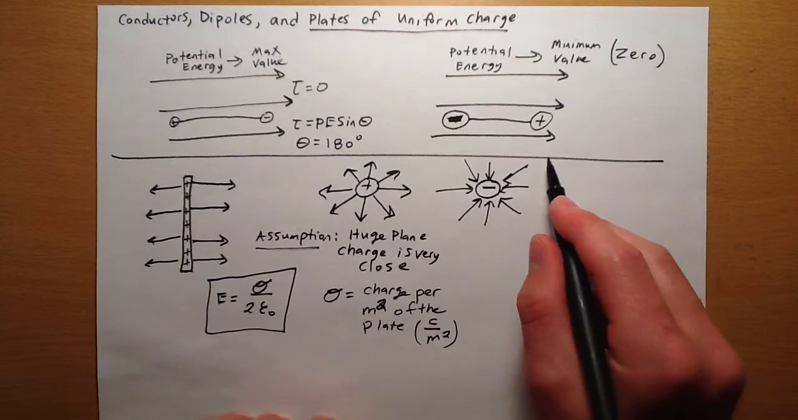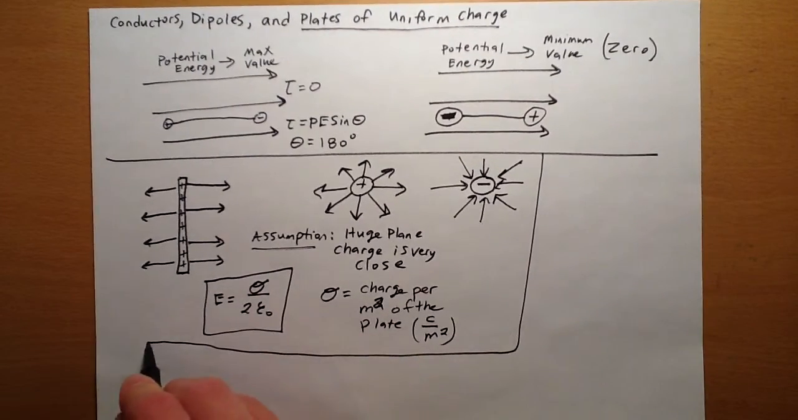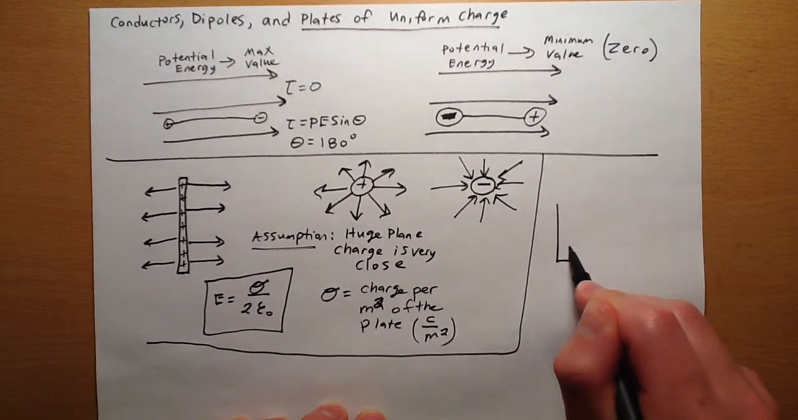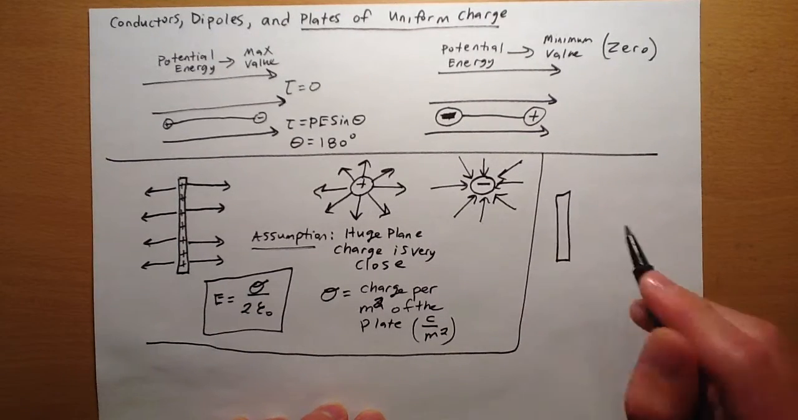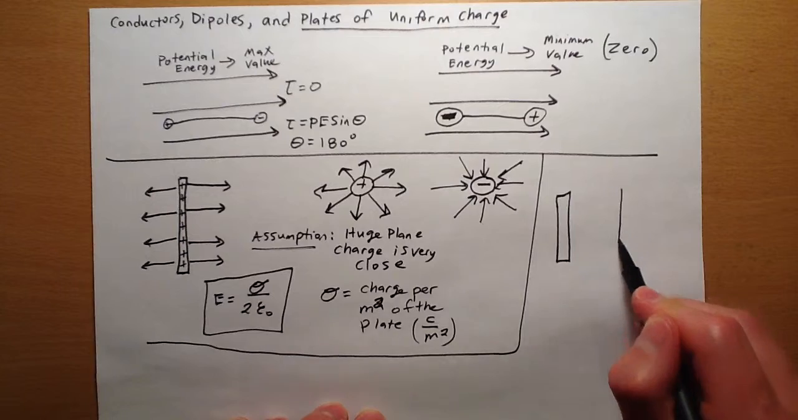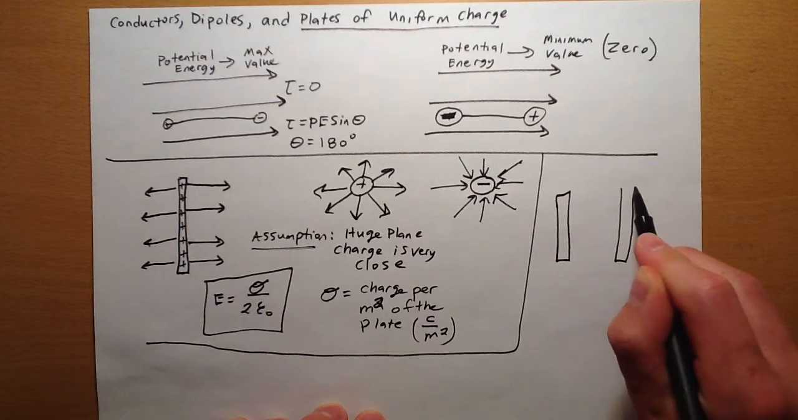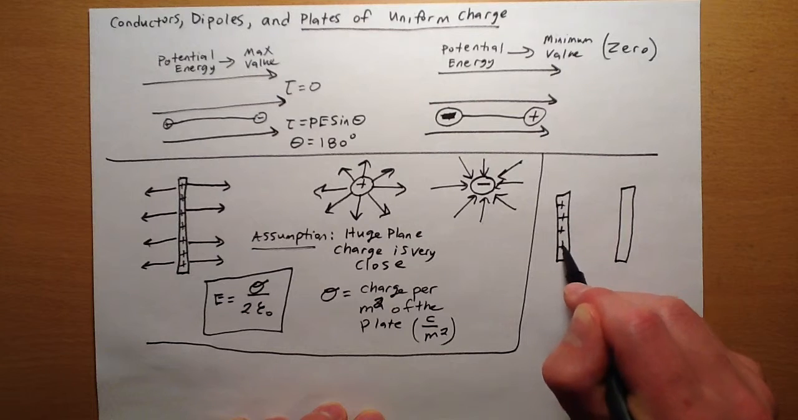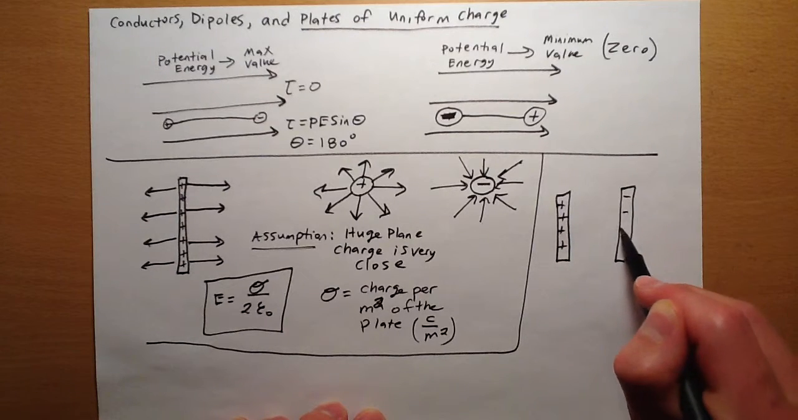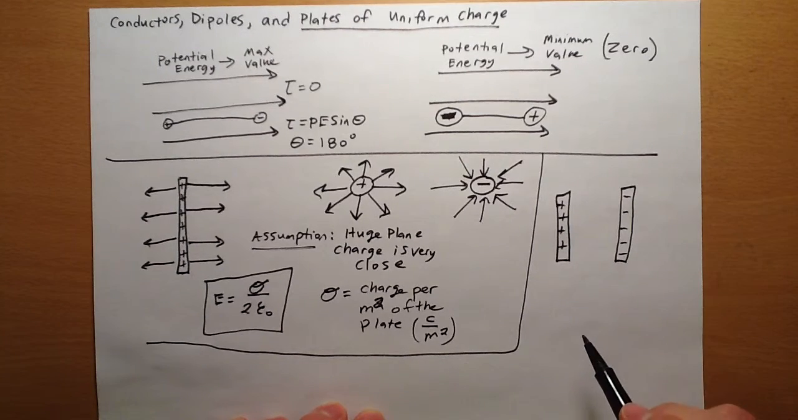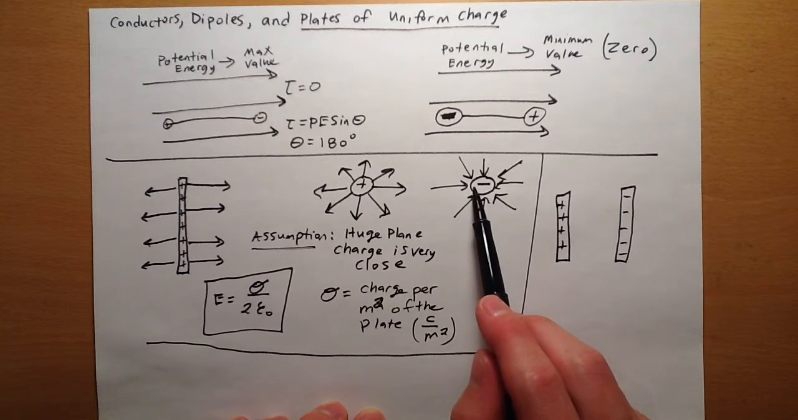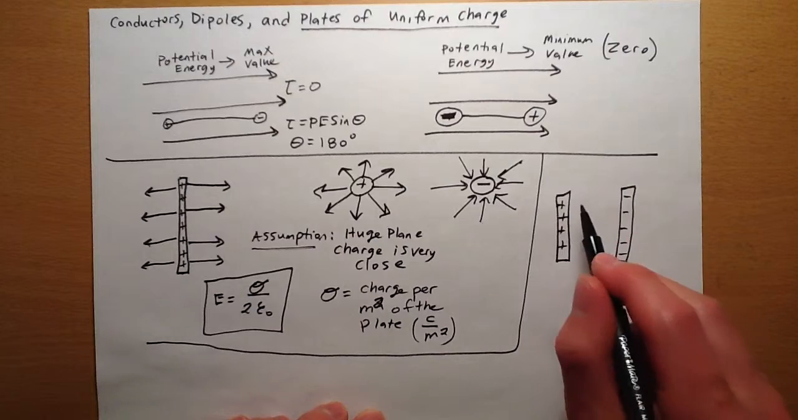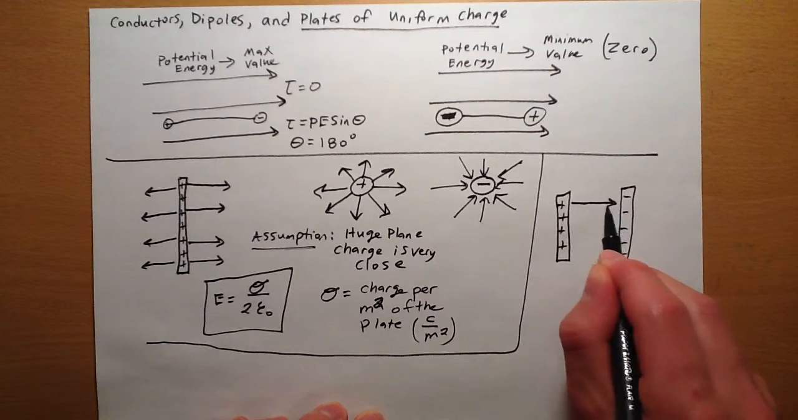So, in this new situation, we're going to have two large planes. Same assumption applies as before. Very large, very close. One is positive, one is negative. And we know that negative, electric field points towards it, positive points away. So the field lines look like this.